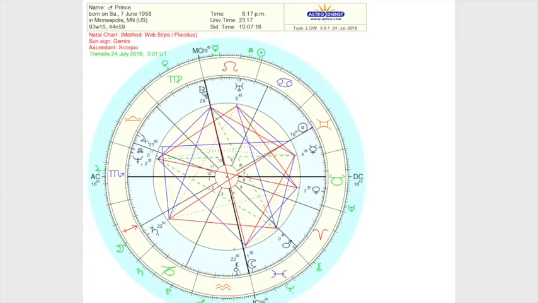Pluto rules death, sex, destruction, regeneration, transformation, burning. It's represented sometimes by the phoenix bird, burning down to the ashes, down to the ground, and then coming back up out of the ashes, brand new, reborn, fresh, beautiful, wings all spread out and gorgeous. But it's kind of like destruction in order to rebuild. That can be Pluto. And Pluto can also rule things that are very dark and controversial. And Prince's public image was very controversial, okay?